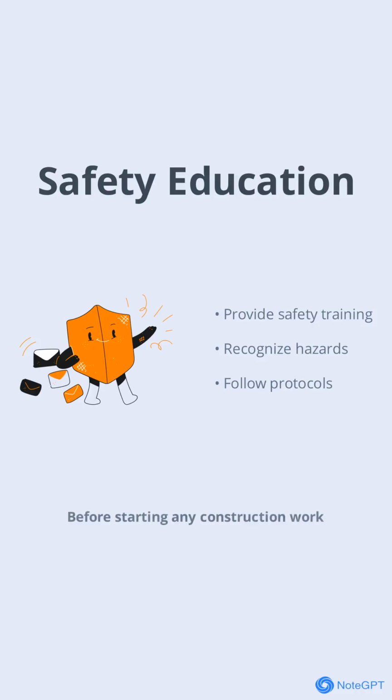Before starting any construction work, it's important to provide thorough safety education to all workers. This includes training on the proper use of equipment, recognizing potential hazards, and following safety protocols. By ensuring that everyone on site is aware of the risks and knows how to respond in an emergency, you can significantly reduce the likelihood of accidents and injuries.